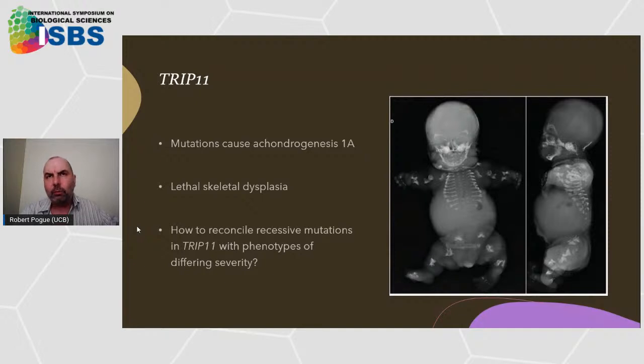So the question we had was, if the TRP11 gene is already associated with this very severe lethal skeletal dysplasia, how can it also be causative of a much milder phenotype? Obviously, the girl that I showed you in the previous slide is still living, and despite her skeletal problems, she is relatively healthy. Of course, there are many precedents in the literature about genes that can cause both severe and less severe phenotypes, but still, we wanted to try and explain what was going on.